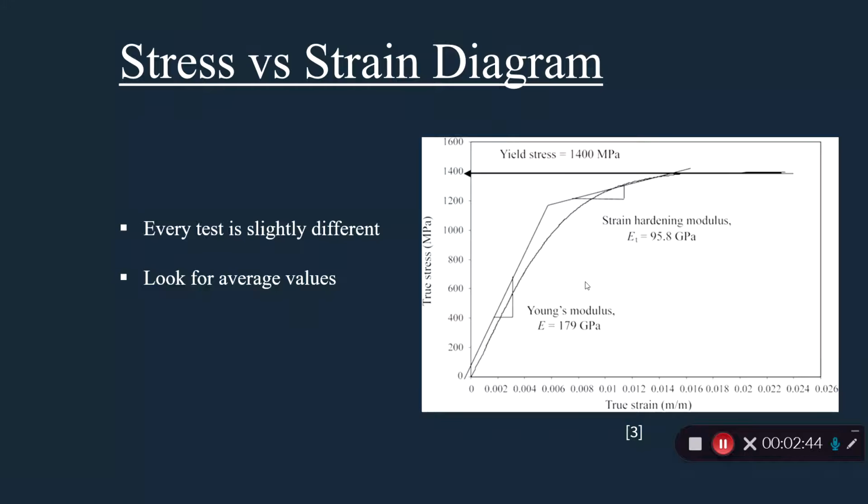Every test is slightly different because not every piece of steel is exactly the same. This is just one example of a stress strain diagram from one experiment done for stainless steel 304. It is important to see the reactions of steel for one specific test, but we like to look at an average as engineers. So being able to see how multiple pieces of the steel react is what we look for.